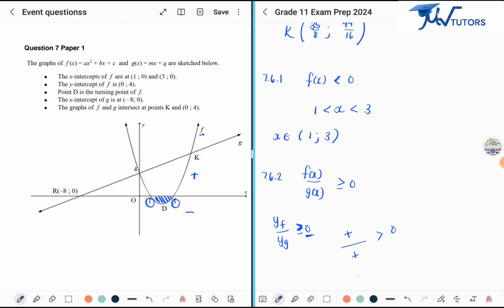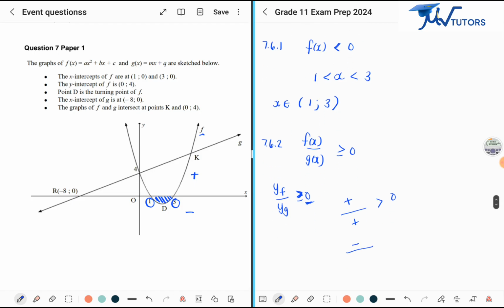Or if the y values of f are negative divided by the y values of g which are negative, negative divided by negative is positive, right? So I'll get the positive part. But they said also equal to 0. So another option is if my numerator is 0 and my denominator is any other value, whether positive or negative, it doesn't matter, then I will have an answer that is equal to 0, because 0 divided by any number will be 0.